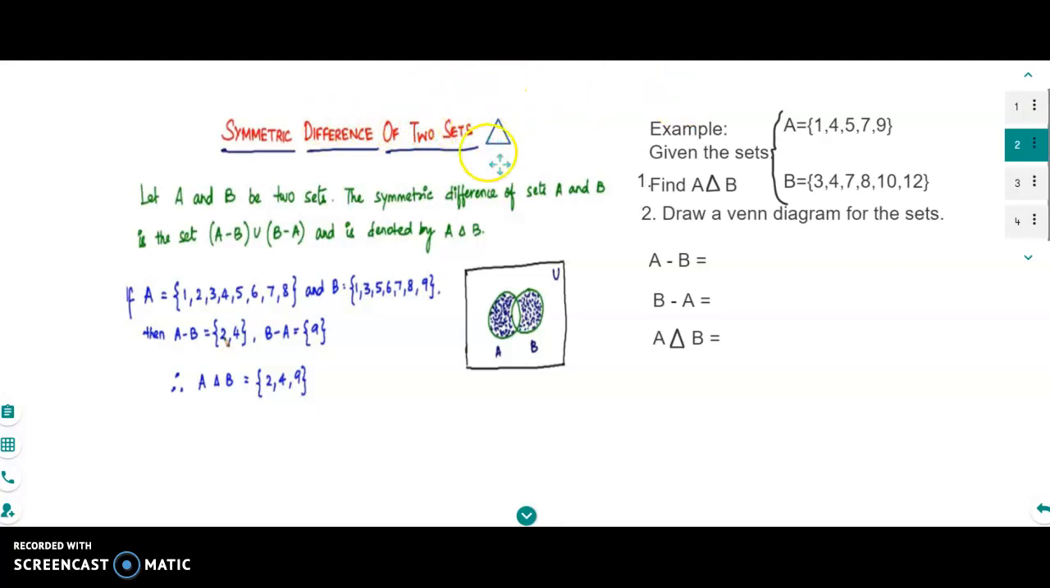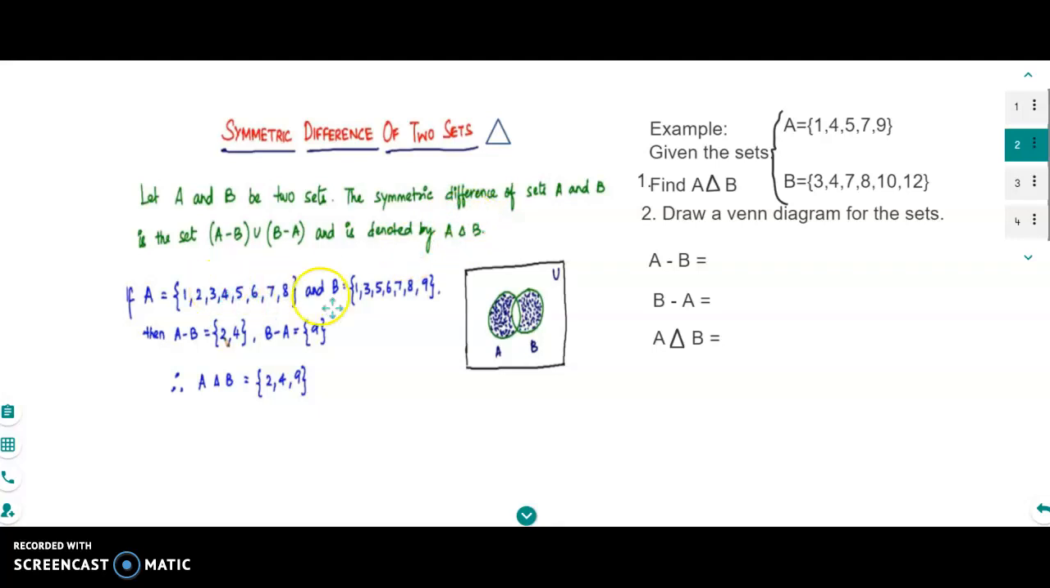The symbol used for this operation is a triangle, like this. Let's start with the formal definition of symmetric difference. Let A and B be two sets. The symmetric difference of sets A and B is the set A minus B union B minus A. This is the formula we can use to find the symmetric difference, and it is denoted by A symmetric difference B.